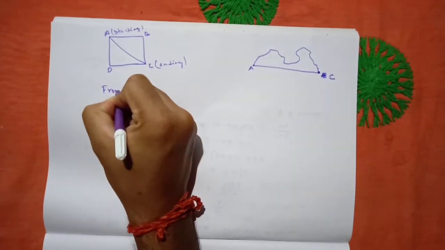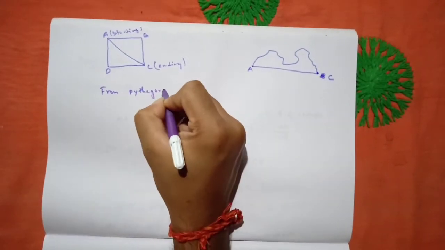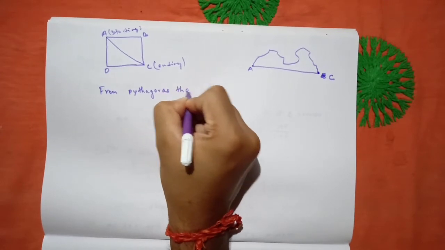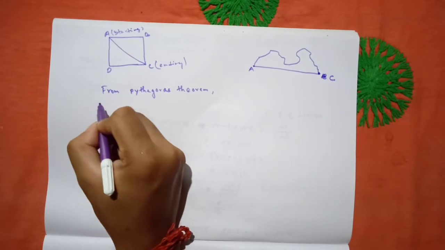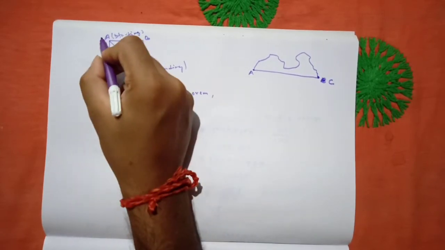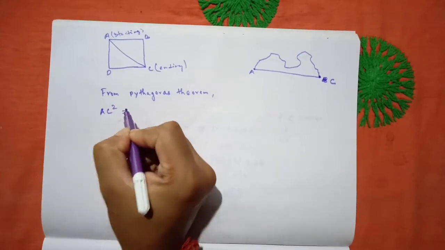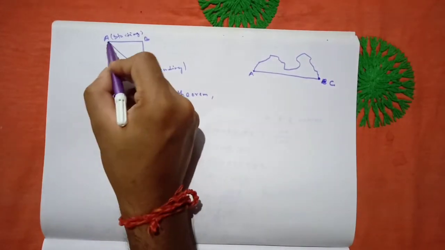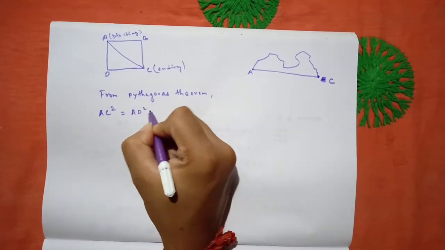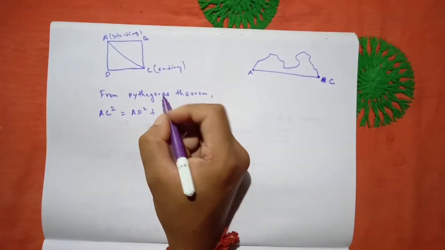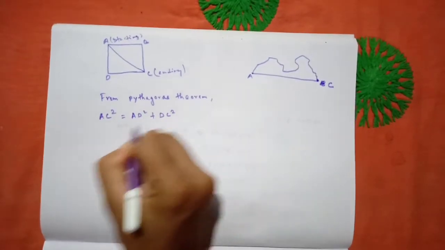So from Pythagoras theorem, which is hypotenuse square. What is the hypotenuse? Which is AC. This is the hypotenuse square plus the adjacent side square, which is AD square, plus the opposite side square, which is DC square.